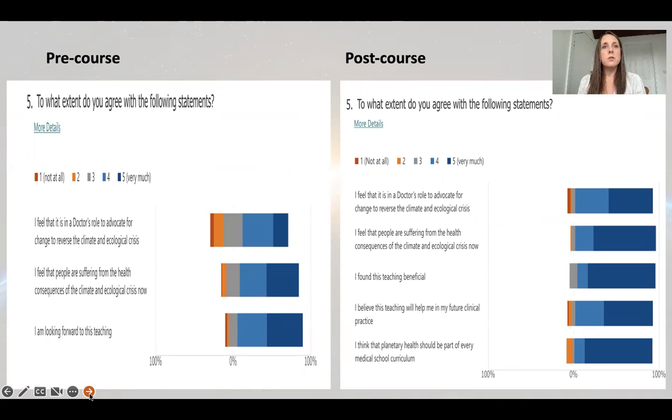They were also asked to rate the statement, I feel that it is in a doctor's role to advocate for change to reverse the climate and ecological crisis. 19% of students responded as 5 or very much prior to the course, and this increased to 51.8% following the course, with 91% scoring at a 4 or a 5 following the course. And finally, 91% also felt that it should be part of every medical curricula.